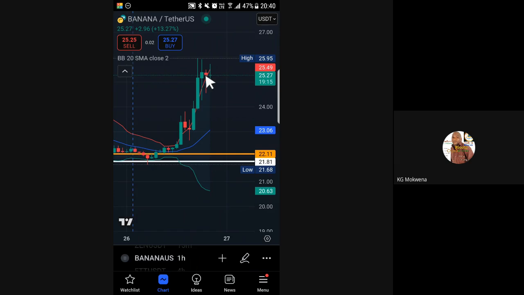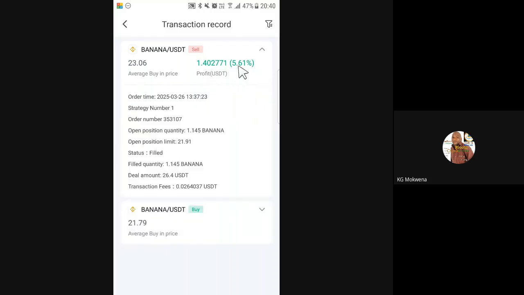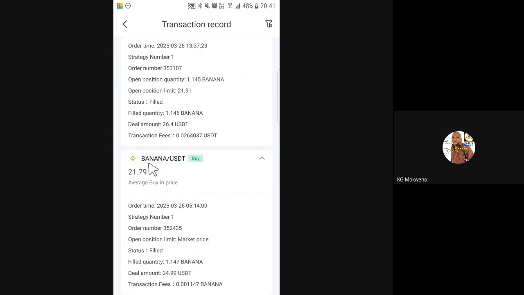However, we came out very early simply because our take profit target was 5%. But at least the robot collected 5.61%. And also understand that, look at this, it came out with 26. The deal amount was $26.04 USDT there. But if you check at the bottom, you can see the robot bought with an amount of, you see, $24.99. That is almost $25. You see the deal amount.